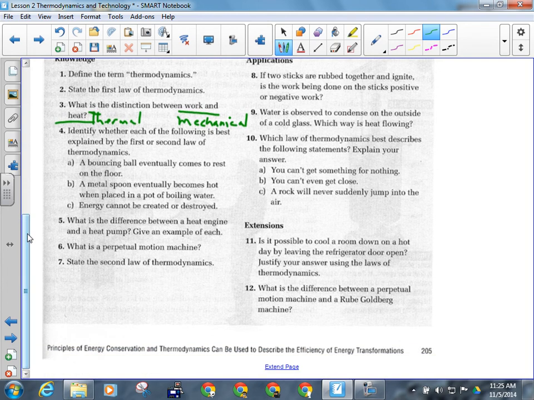Okay, identify whether each of the following is best explained by the first law or the second law of thermodynamics. Why does a bouncing ball eventually stop bouncing and come to rest on the floor? Ken?